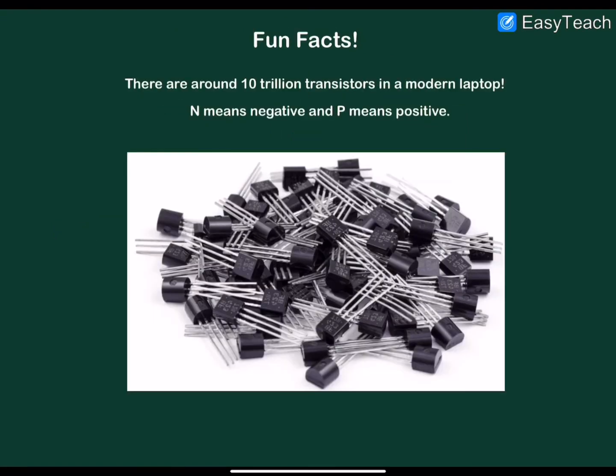Fun fact time. There are around 10 trillion transistors in a modern laptop, and N means negative and P means positive in doping. However, this doesn't mean that the P region is actually more positive than the N region. In N-type doping, it's the electrons that move, but in P-type doping, it's the holes that move. But phosphorus has the same amount of protons as electrons, and so does boron.